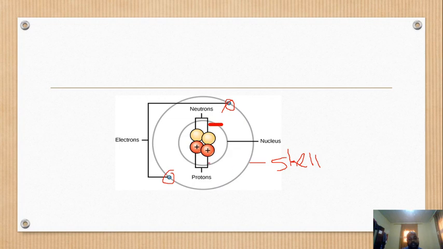So again, these are the protons, which are positively charged. These are neutrons, which do not have any charge. They form the mass number. They are found in the nucleus. That's why they are called nucleons. Sometimes they are called what? They are called nucleons.